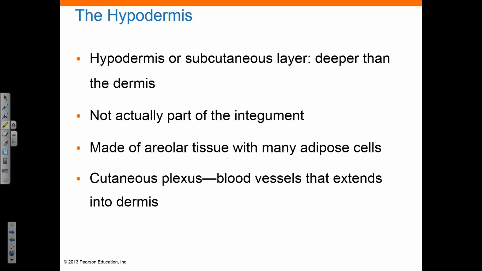The hypodermis, sometimes referred to as the subcutaneous layer, lies deep to the dermis and is not actually part of the integument. However, it helps stabilize the cutaneous membrane. It is composed of areolar tissue and contains many adipose or fat cells. It is the starting point of the cutaneous plexus, that network of blood vessels that extends into the dermis.